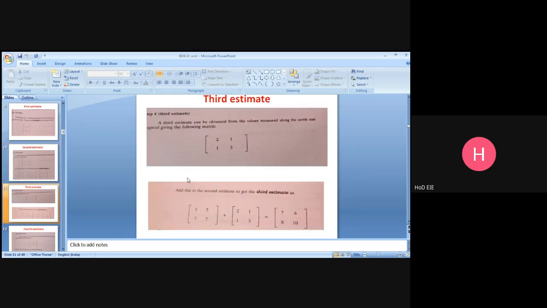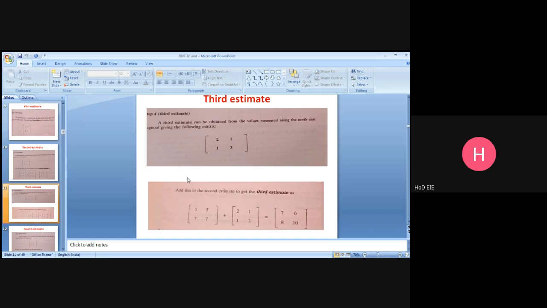Then if you have to move along to your third estimate. Here, the third estimate you are obtaining from the values that are measured along the northeast diagonal. As I told you earlier, what is your first matrix? That is 2 comma 0, 1 comma 3.